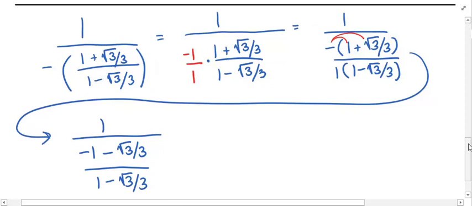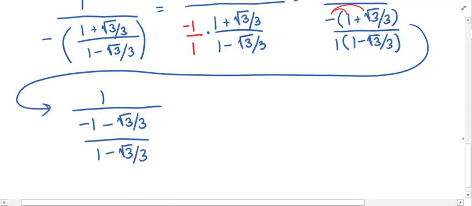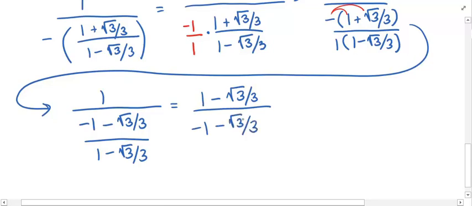And then we can go ahead and handle this complex fraction. If we have 1 over a fraction, that is going to flip the fraction. So this is going to become 1 minus the square root of 3 over 3, over negative 1 minus the square root of 3 over 3. All right, so we have to keep going. Now we have to rationalize the denominator because the denominator contains a radical. As a first step to doing that, I'm going to get a common denominator in the top and in the bottom.